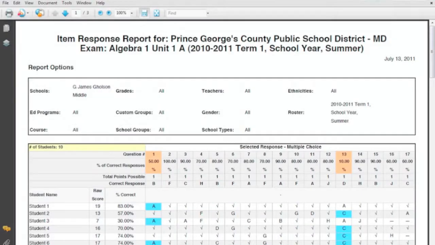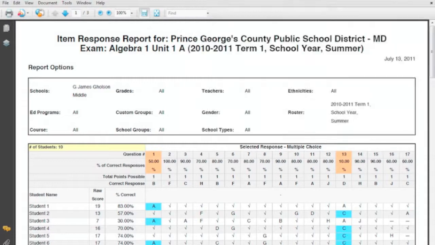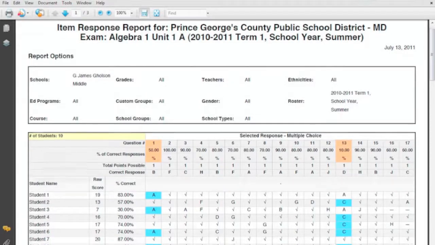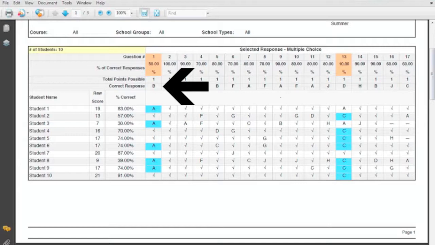Now, the report I produced highlighted questions that less than 60% of the students answered correctly, so as before, I'll do a bit of triage and focus on just those questions. The first question falling under my threshold is number 1. When I look at the responses for that, I see that the class was split in half, with students 2, 4, 5, 7, and 10 answering correctly with B, and the rest answering incorrectly with A.